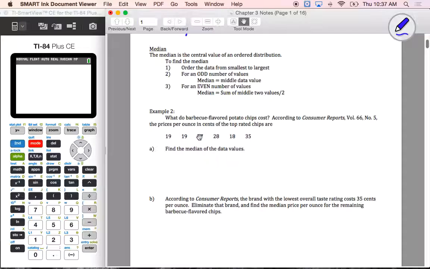So it's going to go then 18, 19, 19, 27, 28, 35. So if we count in, 19 and 27 are going to be our 2 middle numbers. So we have to add those 2 together and divide by 2 to get our median.